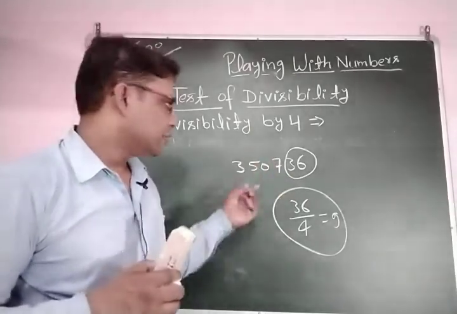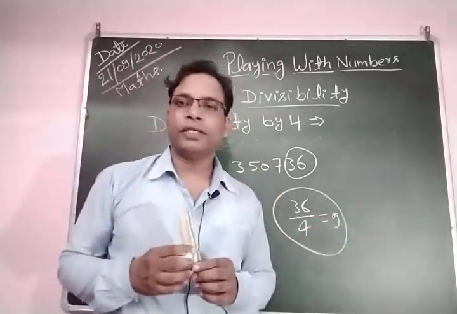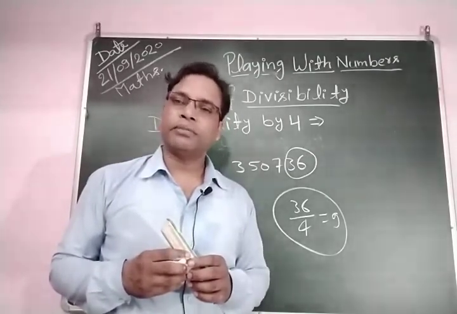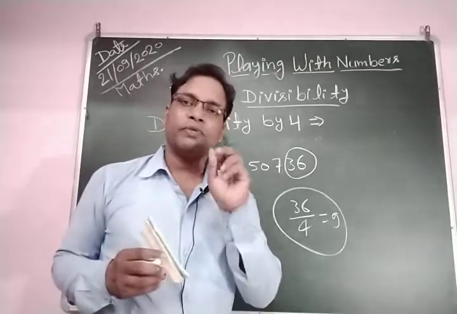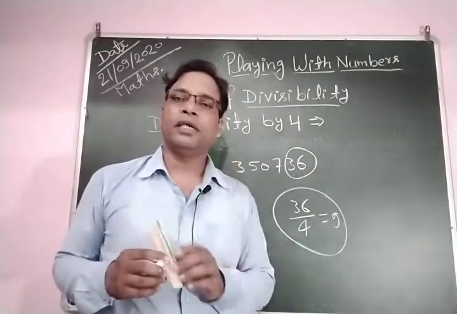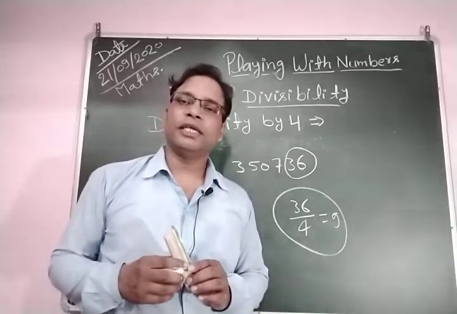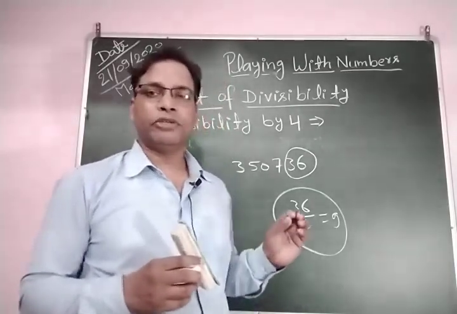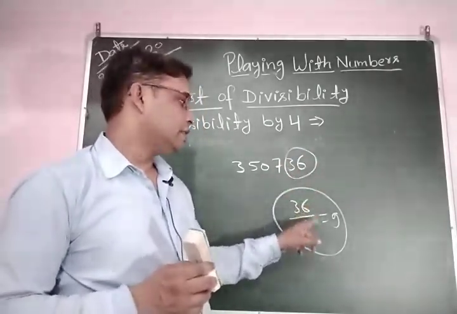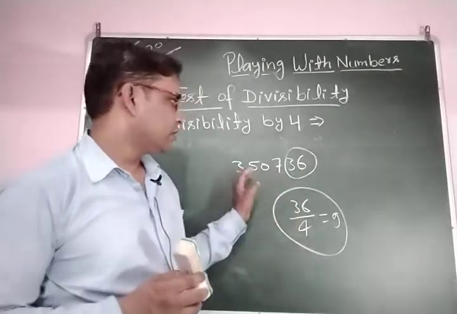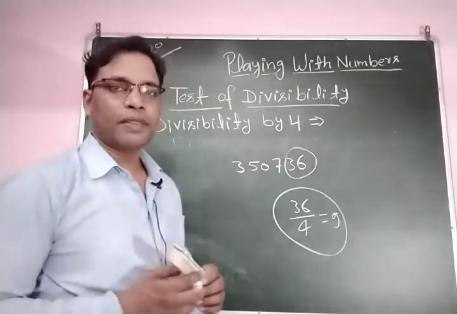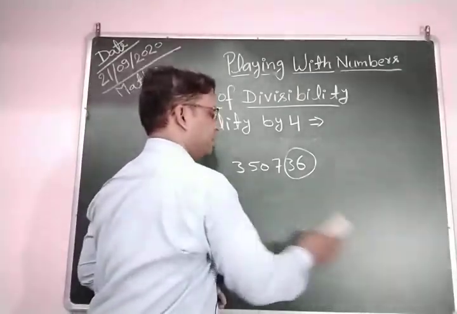Take 3,50,736. Is this number divisible by 4 or not? According to the divisibility test of 4, if the number formed by the unit digit and tens digit is divisible by 4, then the whole number is divisible by 4. So the last two digits are 36, and 36 is divisible by 4. So it means that this number 3,50,736 is also divisible by 4. Okay, so we take another example.